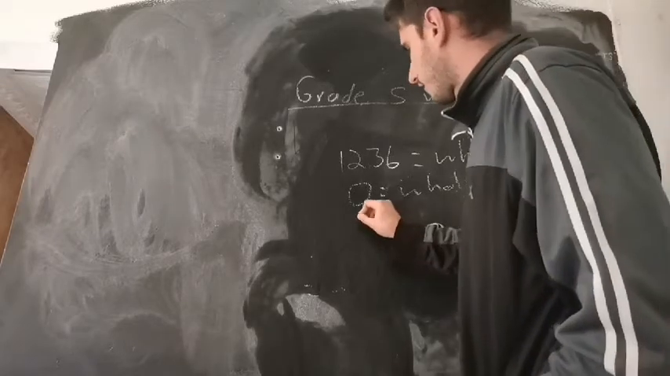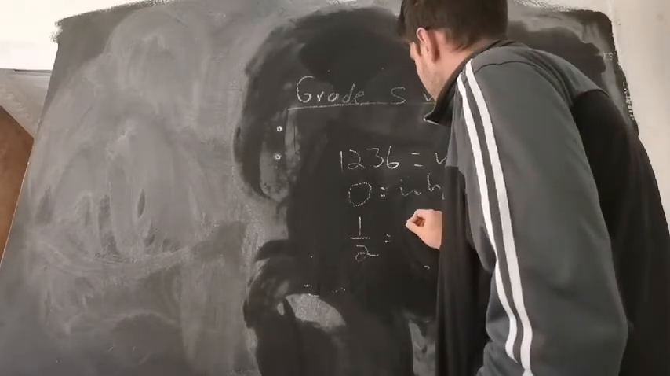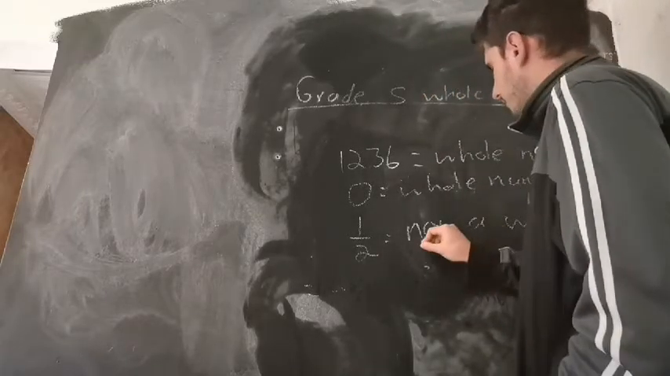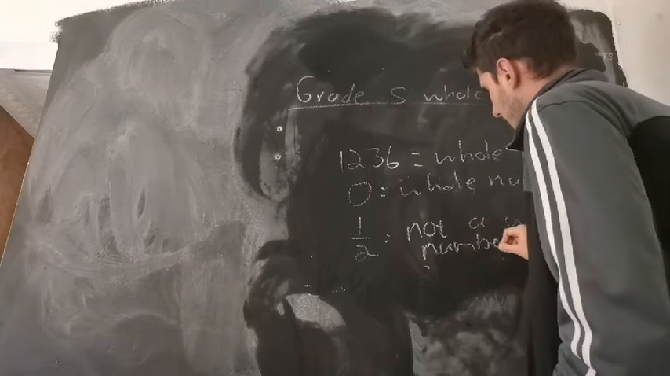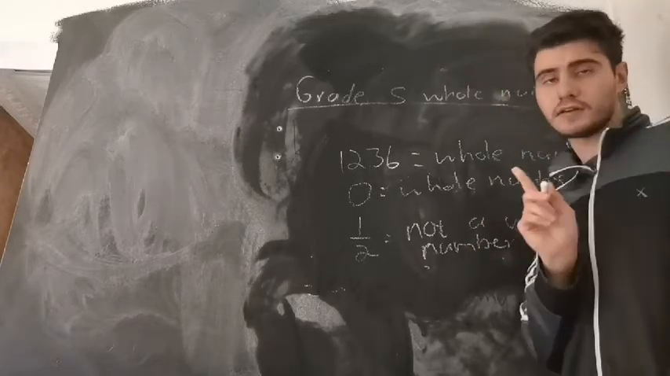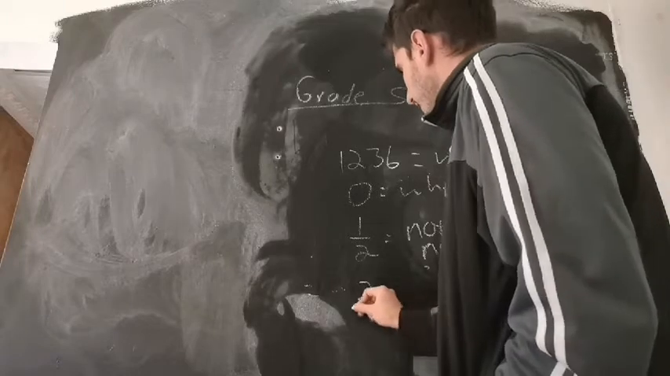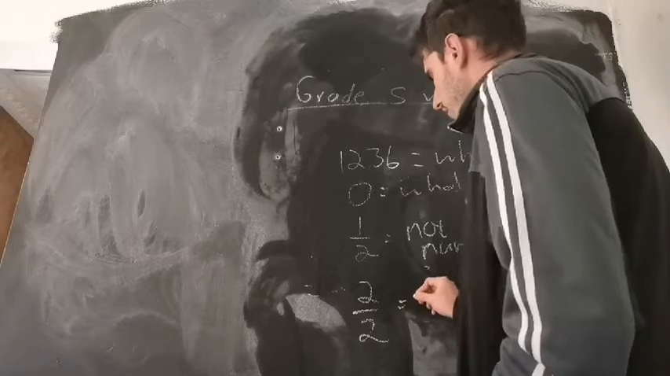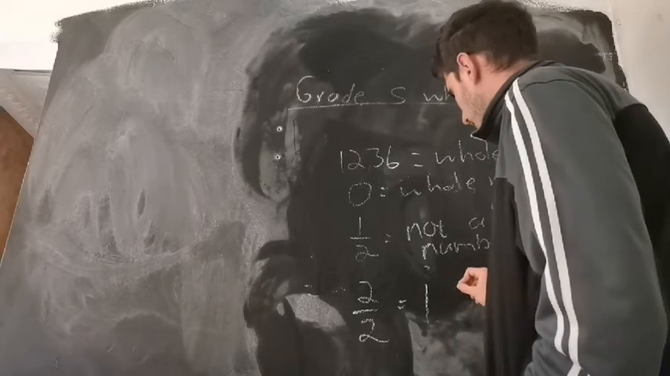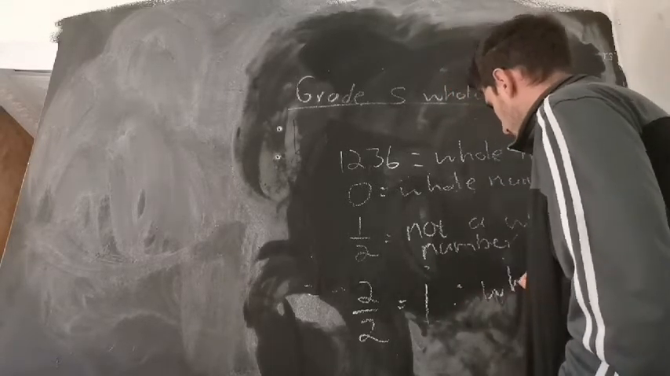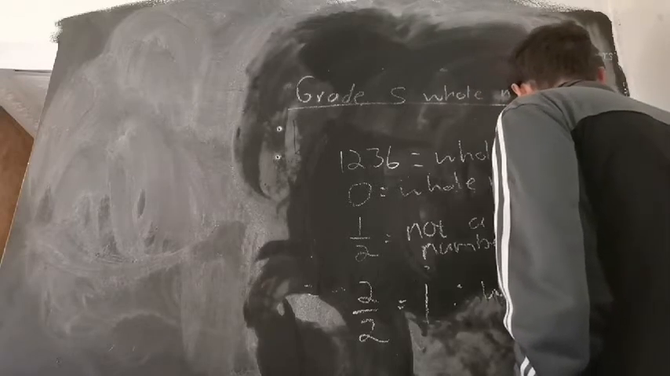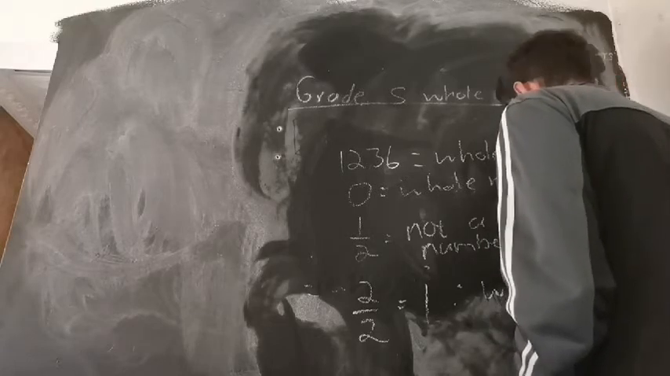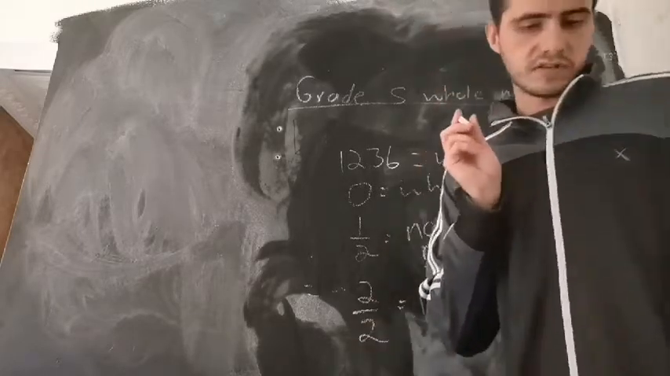Now, let's get to fractions. A fraction is not a whole number. Any fraction is not a whole number. There is an exception to the rule. Let's say you get a fraction 2 over 2 and they ask you, is this a whole number? 2 over 2 is equal to 1, right? Therefore, it is a whole number, okay? But normally, fractions do not count as whole numbers. So that's very important that you guys know this.